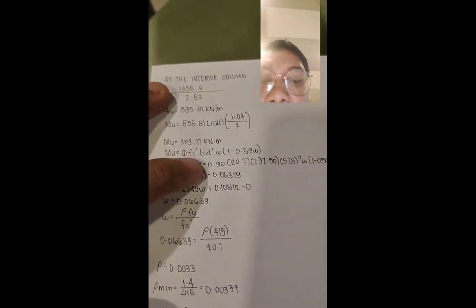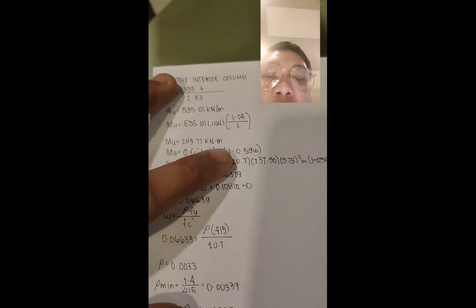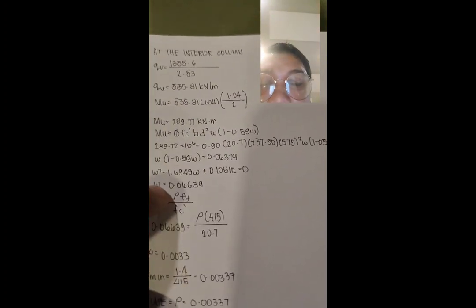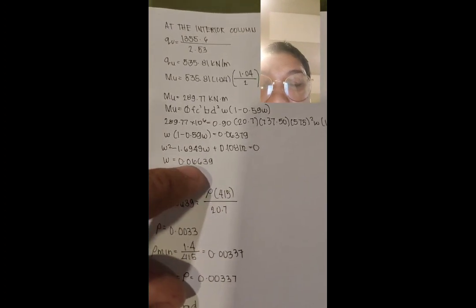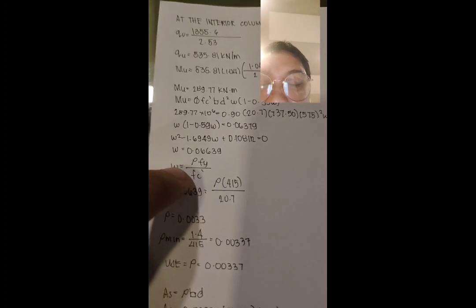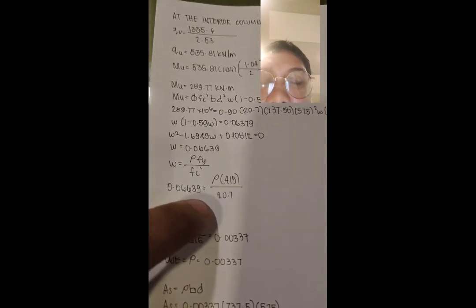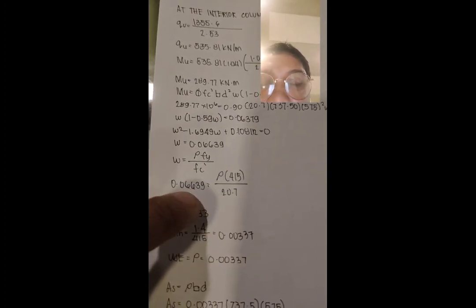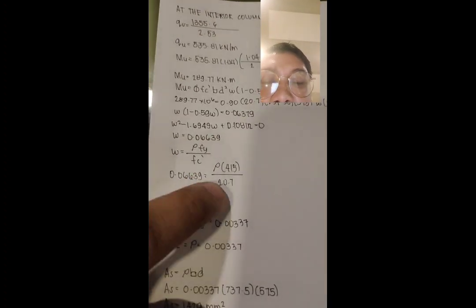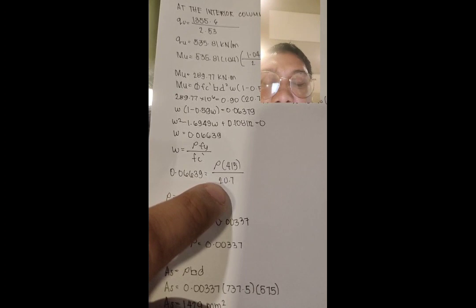So, formula na MU, V times FC prime, BD square, W times 1 na 0.59 W. Substituting the values again to get the value of W, equating it to 0. So, 0.0663 ang makukuha natin value ng W. So, we are gonna use it here para makuha yung value ng P. So, here, 0.0663 is equals to P times 415 all over 20.7 na FC prime.